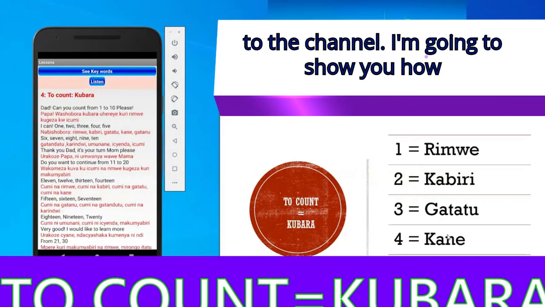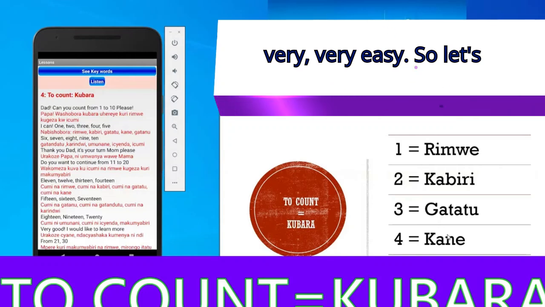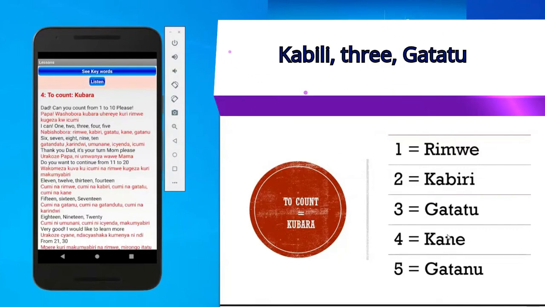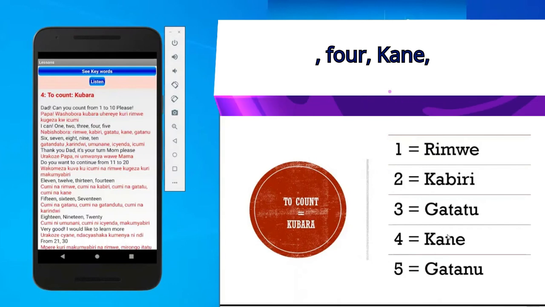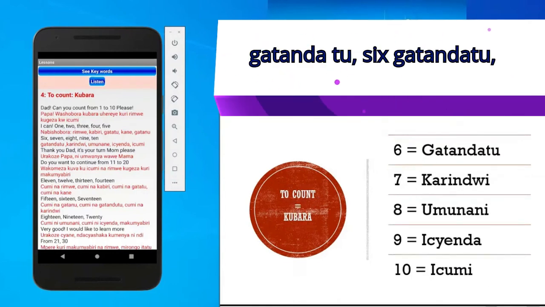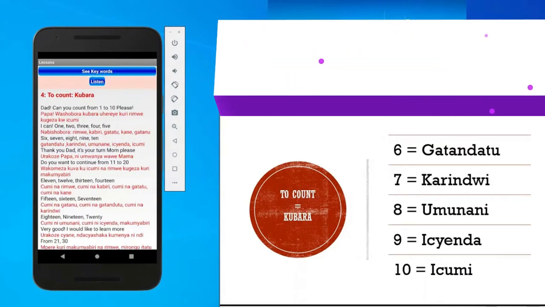To the channel, I'm going to show you how you can count in Kinyarwanda, which is very, very easy. So let's start. 1, rimwe, 2, kabiri, 3, gatatu, 4, kane, 5, gatanu, and 6 is gatandatu, 7 karindwi, 8 umunani, 9 icyenda, and 10 icumi.